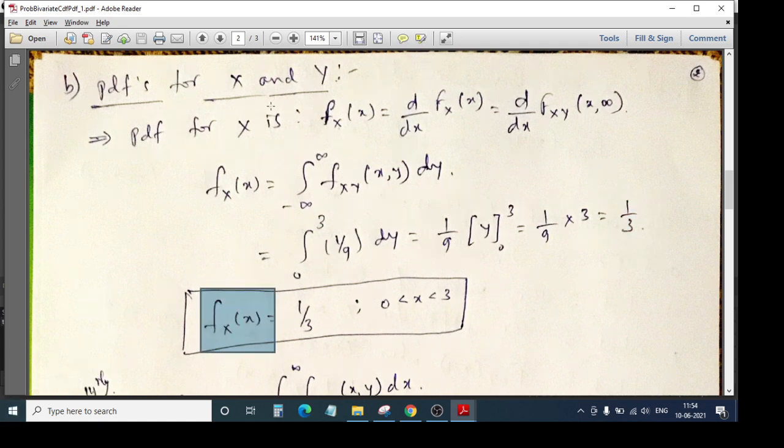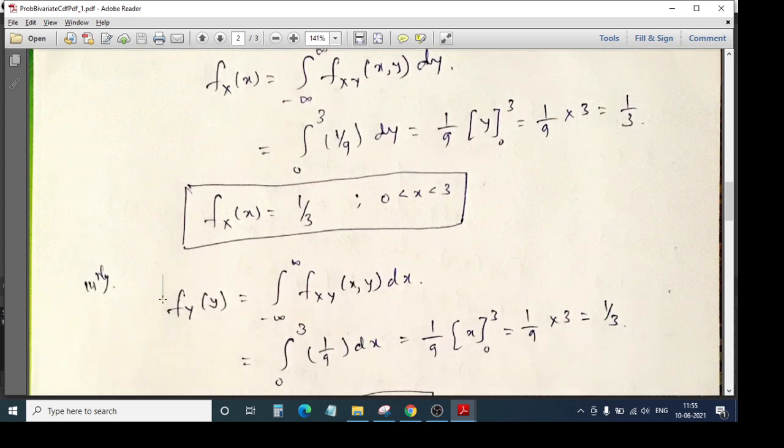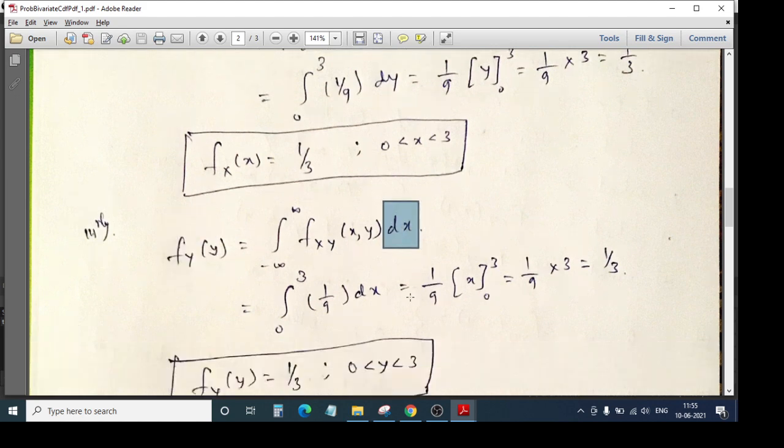Similarly, we can find the PDF for y. Just a small change we need to make now for the PDF of y. Here it will be fy of y. If you observe here, it is fx of x, right? And again here you will be using the bivariate PDF, same as here. When I want the PDF of y, I will be integrating with respect to x. So same thing here, friends.